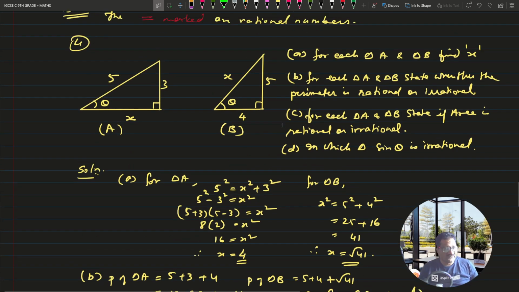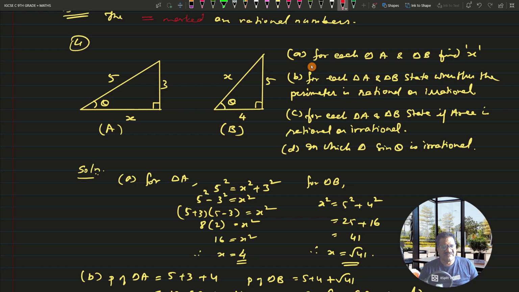Now in question number 4, they have given you two triangles A and B. You can see here both triangles are right angle triangles. In triangle A, you have hypotenuse 5, perpendicular 3, and the base is x. In triangle B, hypotenuse is x, the perpendicular is 5 and the base is 4. And this is the angle theta given in both cases. Now let us deal with each question one by one.